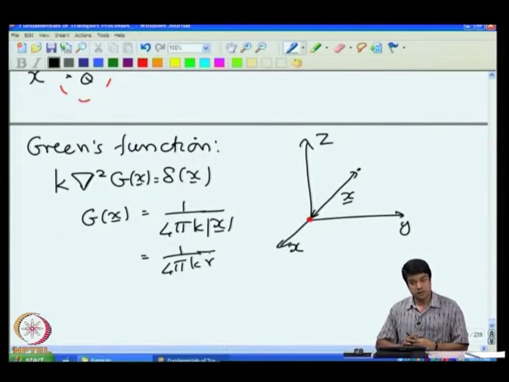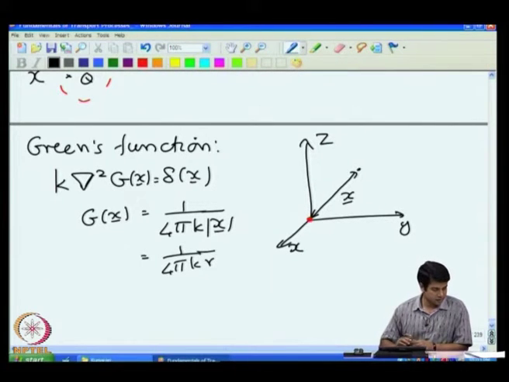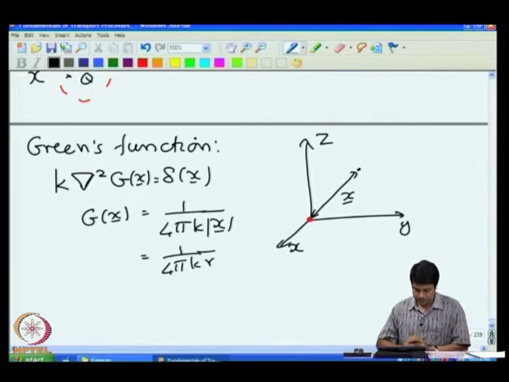R is the modulus of x, the absolute value of the x vector, the distance from the origin of the location at which we are measuring the temperature. So, this is the Green's function for a point source in an infinite domain. I can define Green's functions in finite domains based upon symmetries.